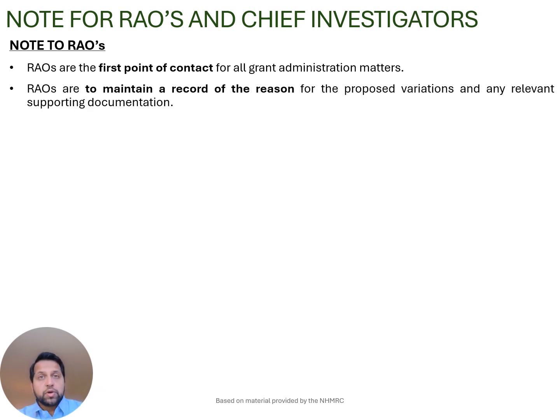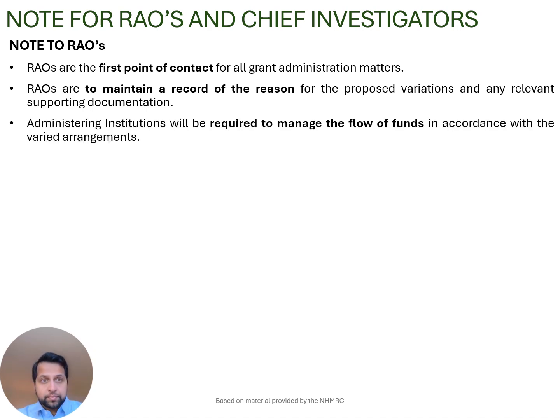RAOs, which are the research administrative offices of your respective organizations, are required to maintain a record of the reason for the proposed variation and any supportive documentation for that. NHMRC reserves the right to come back if they need any further information when you submit the variation, and the RAO has to provide it to them.